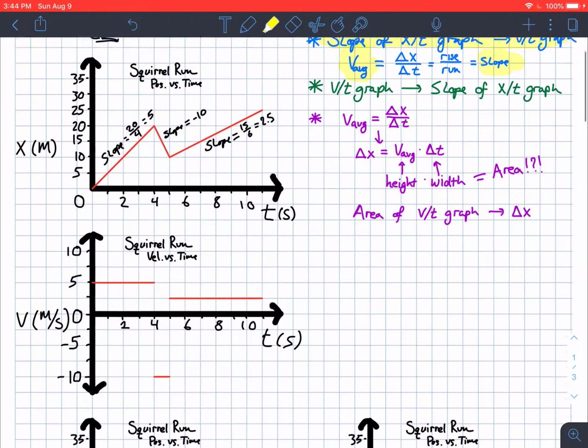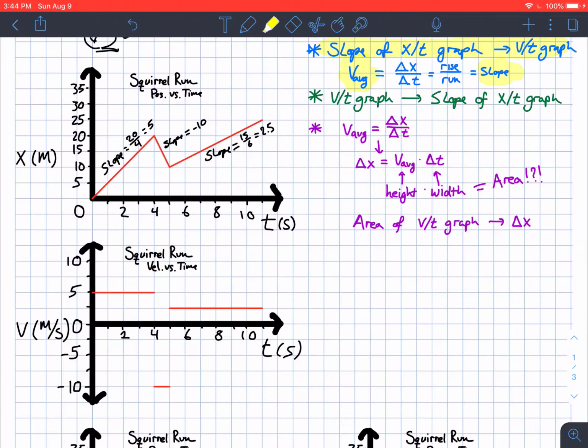And so we can look at that and we see, okay, we've got ourselves a slope here of 5, and so on the velocity graph for the same amount of time, the velocity graph will read 5. Here we have a slope of negative 10, and so on the velocity graph we get negative 10. And here we've got a slope of 2.5, and so the velocity graph reads 2.5. Okay? So now the question is, how do we reverse that process, right? How do we get from a velocity graph back to a position graph?